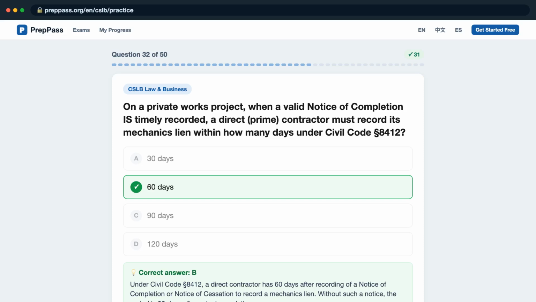Under Civil Code Section 8412, a direct contractor has 60 days after recording of a notice of completion or notice of cessation to record a mechanic's lien. Without such a notice, the period is 90 days after actual completion.